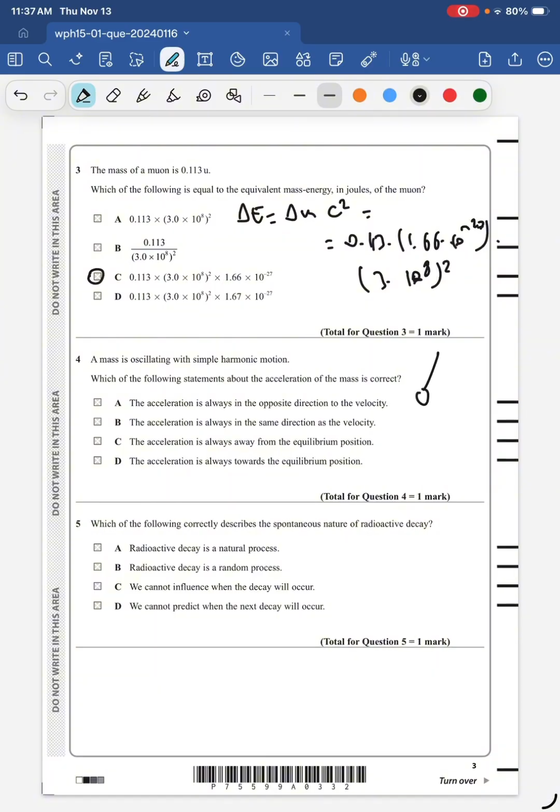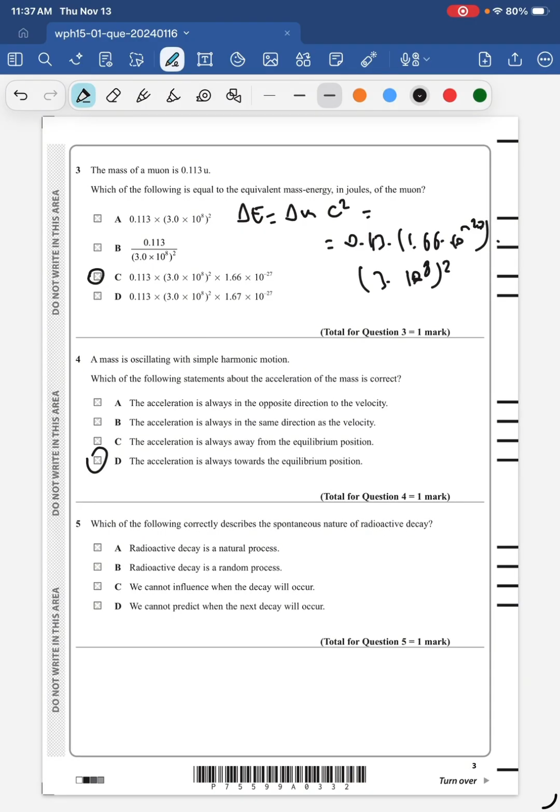Because, for example, if you have a pendulum and it's in this position moving back, the acceleration is in the same direction, right? So that's wrong. B, the acceleration is always in the same direction as the velocity. That's also wrong. The acceleration is always away from the equilibrium position. That's wrong. The acceleration is always towards the equilibrium position, which is the correct answer, right?